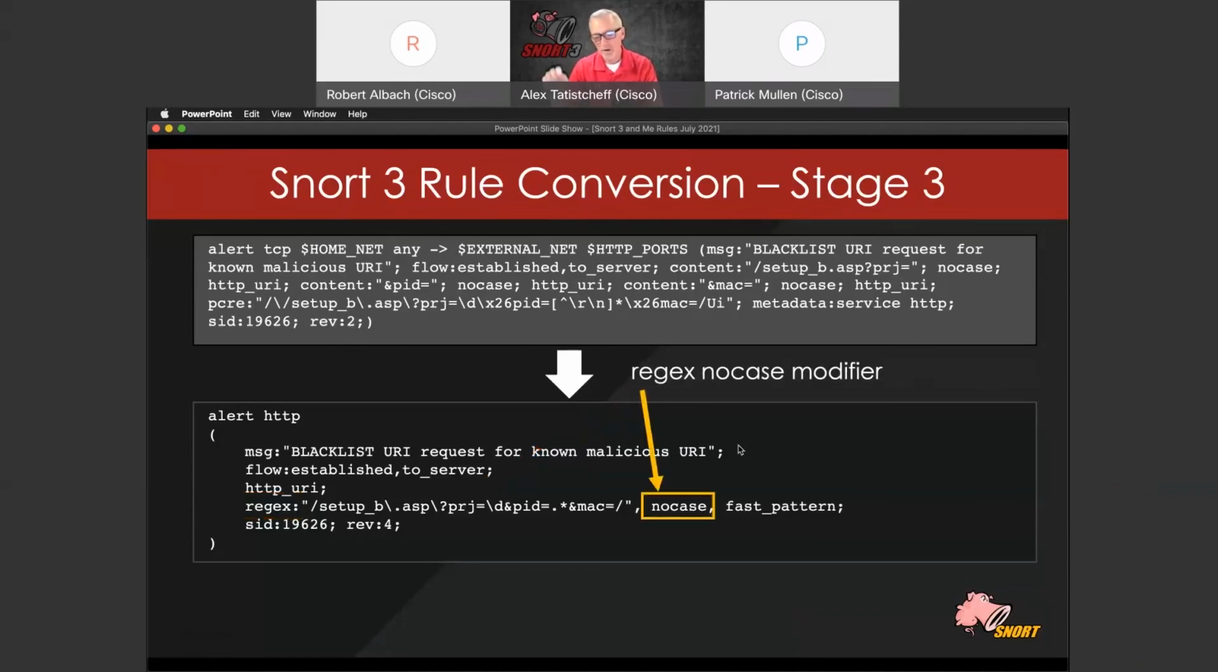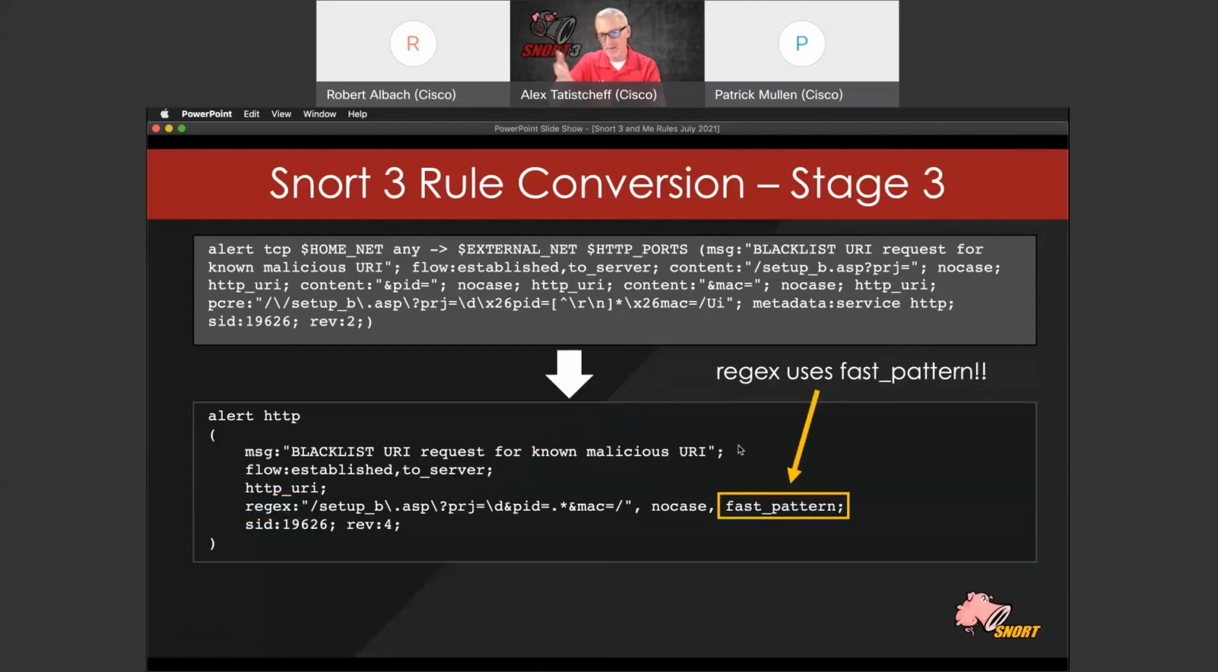This is huge though. Regex has nocase, but that's not huge. That's just the same as the /i on PCRE. This is huge. So nocase makes it case insensitive because it's not full regex. We're not using all the regex parameters. We have different parameters such as nocase instead. But regex uses the fast pattern matcher. And without going into too much detail on the fast pattern matcher, it's huge.